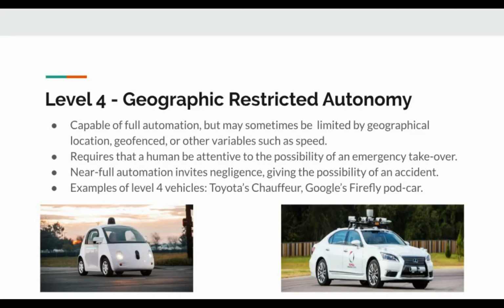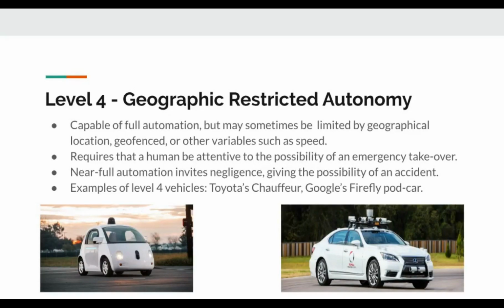Level 4, Geographic Restricted Autonomy. A Level 4 vehicle is capable of full automation, but is sometimes limited by being locked into a geographical region. This is called being geofenced. The vehicle may also be limited by speed or other variables similar to these.